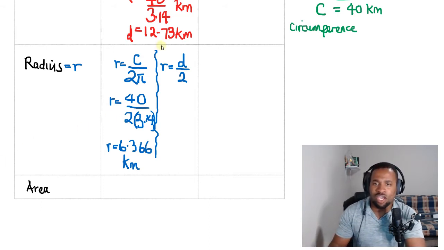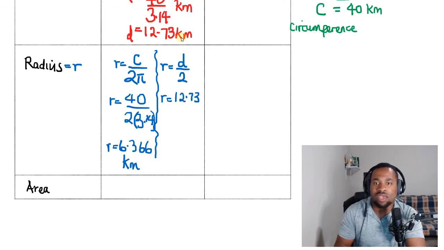And so in here we know that our radius is equal to the diameter divided by 2. So therefore we know that our diameter is 12.73 kilometers. So we are going to put our diameter in this equation, which is 12.73, take note, divided by 2. And let's see whether we're going to get the same answer.